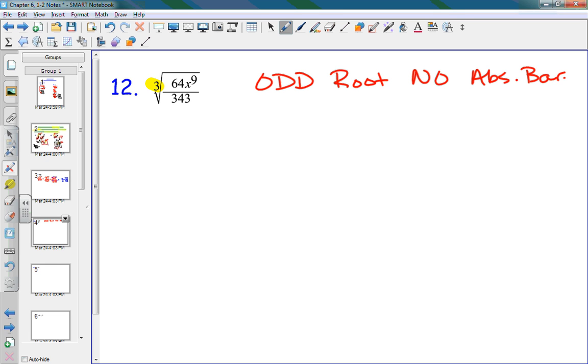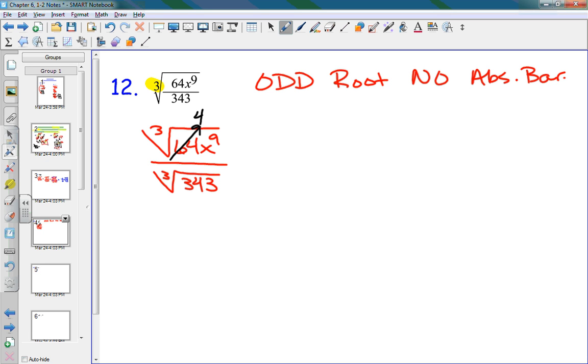So now, I'm going to go ahead and do what with this problem? I'm going to split this up. So this is going to give you the cube root of 64, x to the 9, over the cube root of 343. What number multiplied by itself 3 times is 64? 1 times 1 times 1 is 1, 2 times 2 times 2 is 8, 3 times 3 is 9 times 3 is 27. Need to go higher. 4 times 4 is 16, times 4 is 64. So is this a perfect cube? It is. So this comes out as a 4.